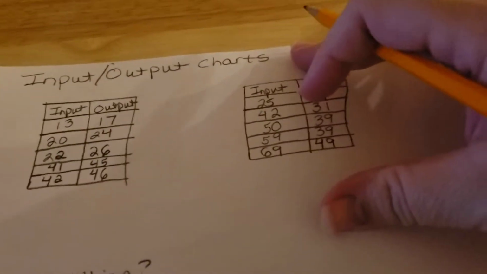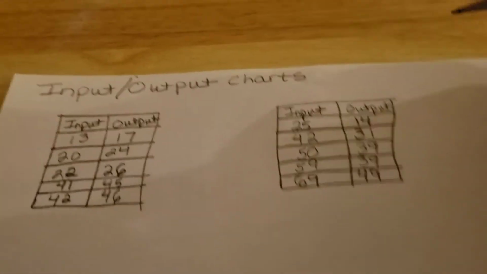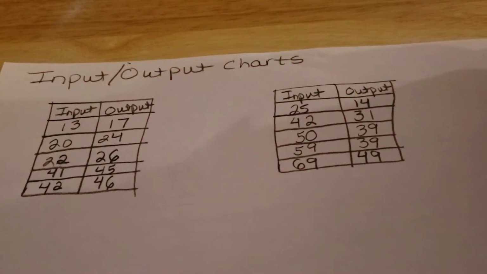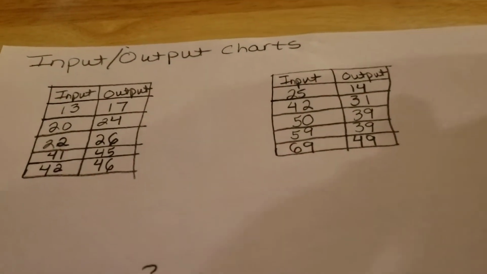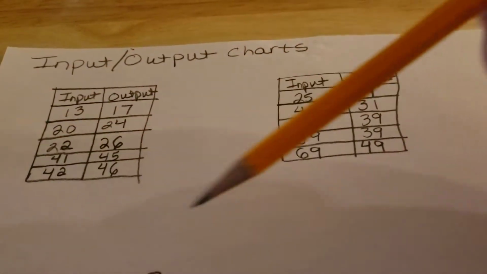We're going to talk about input-output charts. These are very, very similar to what we just did with patterns, where we took a set of numbers and figured out how many was between each number. This looks a little different.